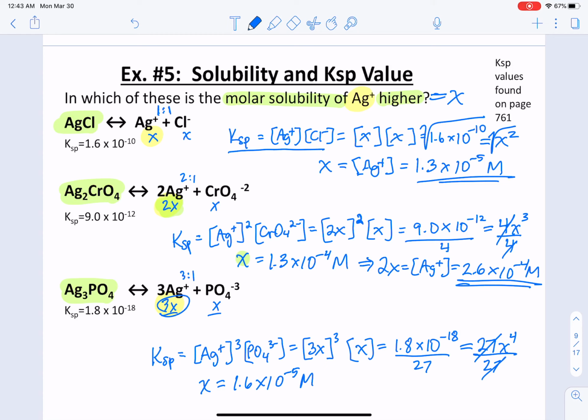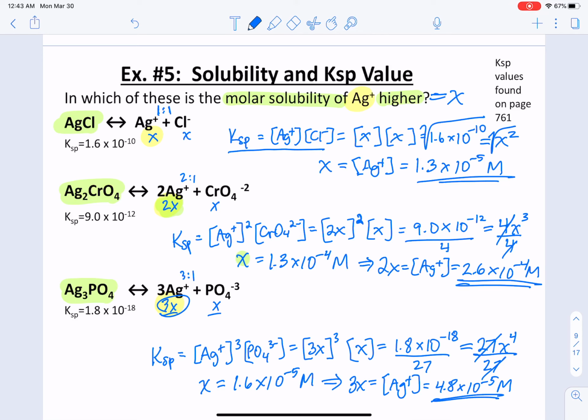Since my value of silver is represented by 3x, that represents my concentration of silver ions, and that would be triple that value. So I get 4.8 times 10 to the negative 5 moles per liter.